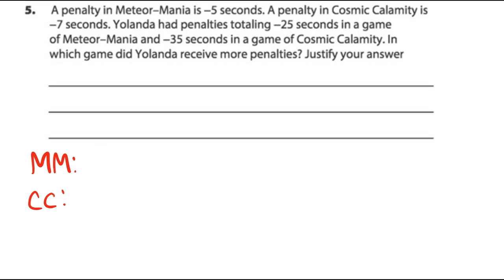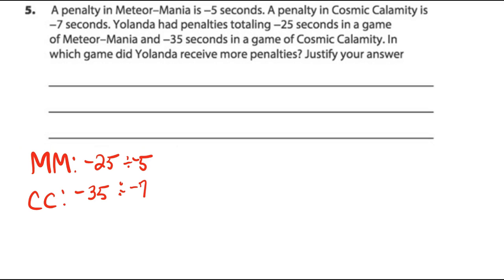Okay. Meteor-Mania, she had a negative 25 seconds. Each penalty was 5 seconds. So to figure out how many penalties she had, I have to divide or work backwards, because we have the total and we have what each one is worth. We don't have the other factor. During Cosmic Calamity, she lost 35 seconds, but each penalty was 7 seconds. Okay, so now I have to do my division.